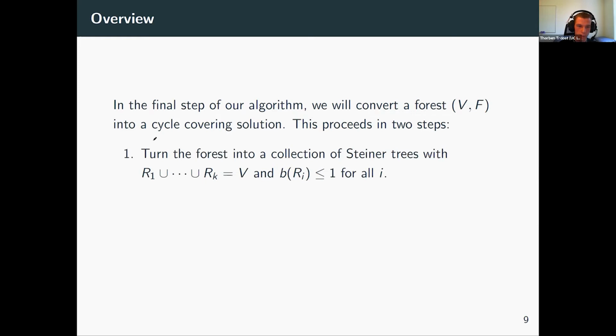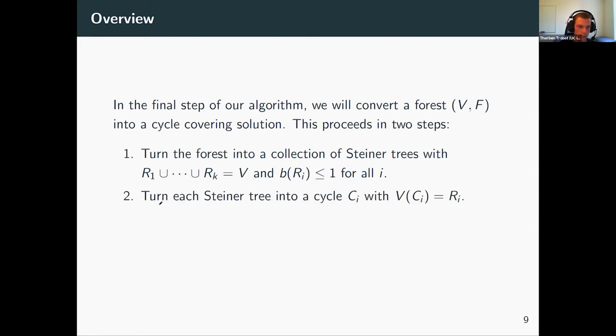So this is handled in two steps. The first step is what I called tree splitting earlier, which is a technique to turn a forest into a collection of Steiner trees, such that each of those Steiner trees serves the demand of one, by which I mean that the demand of the non-Steiner vertices is at most one. And by turning the forest into these Steiner trees, I mean that the edges of those Steiner trees are a subset of the forest, and they're disjoint. So we use each edge at most once in this process.